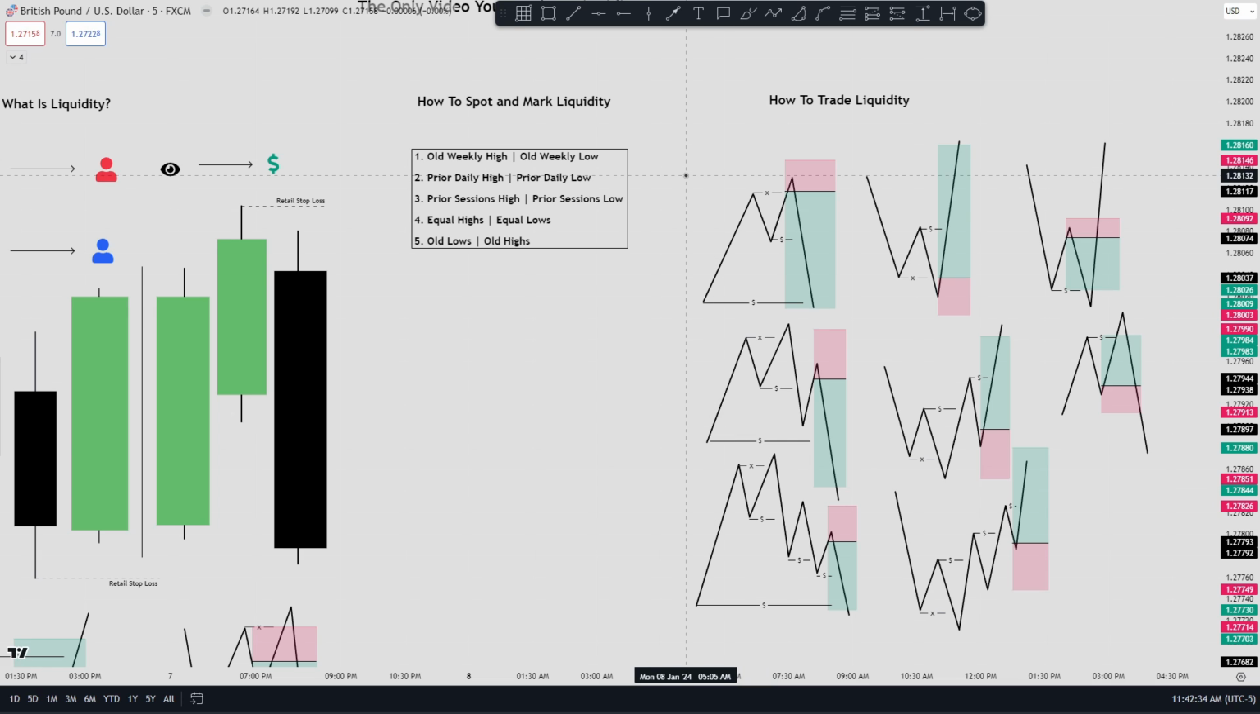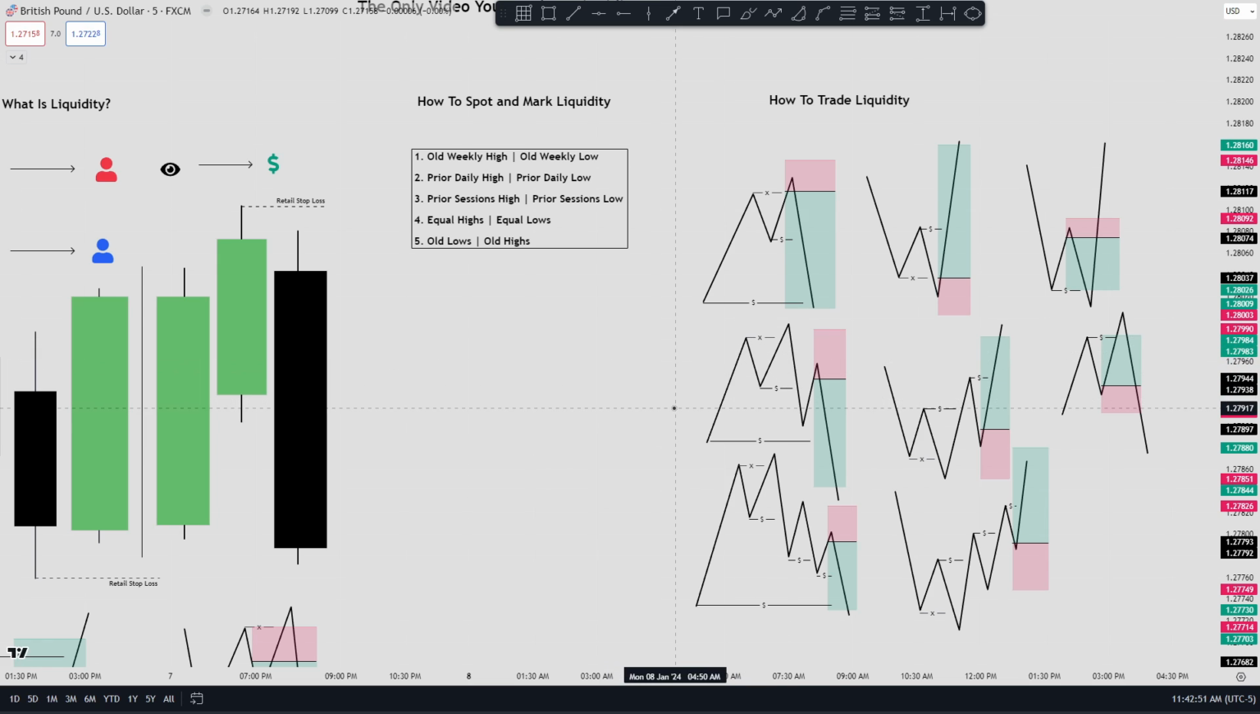This is called the turtle soup. This is not necessarily recommended for beginners. It takes time to really master this, but this is one way that you can trade liquidity, the turtle soup.